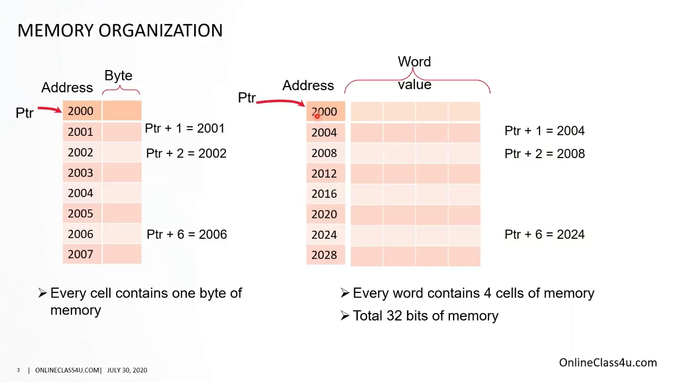PTR plus 2 will be 2008. It is not PTR plus 1 equal to 2001 because when you add to a pointer, it moves by the whole length of the row. So this is the memory organization. If you understand this memory organization clearly, I think pointers will not be complex for you. It is only the syntax of how you are going to write it in a program.